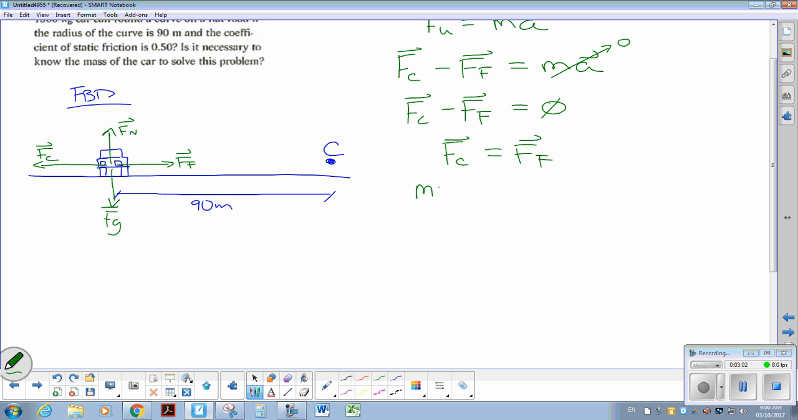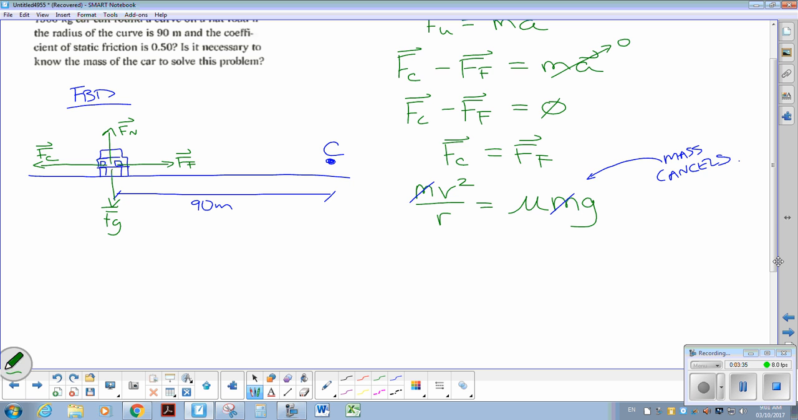We know that force centripetal is mv squared over r. Force of friction is mu Fn, and Fn is just Fg in this case, which is mg. So force of friction is mu mg. And this will answer the second part of the problem. Why do we not need to know the mass? Well, mass appears on both sides of the equation and will in fact cancel out. So mass cancels in that step, and that's why we don't need to know the mass.